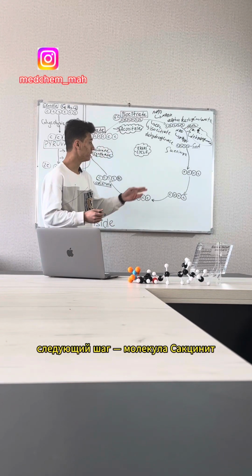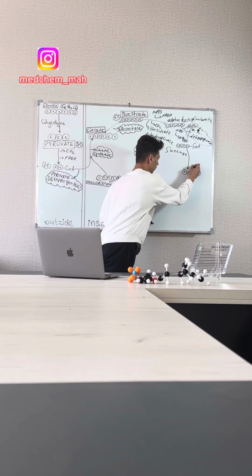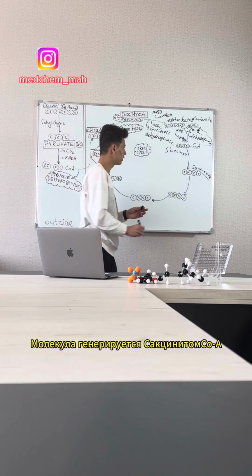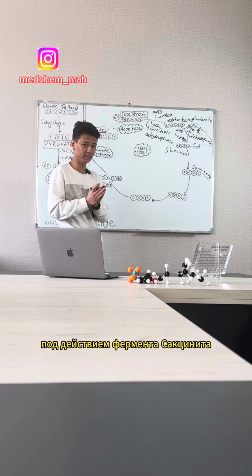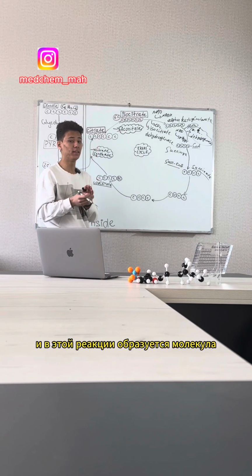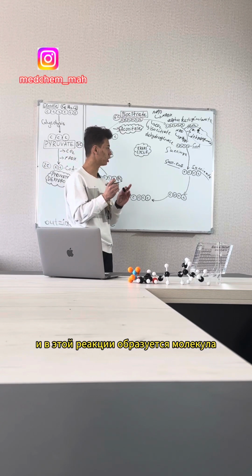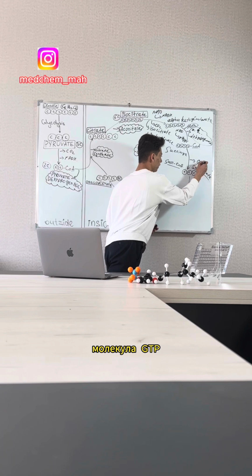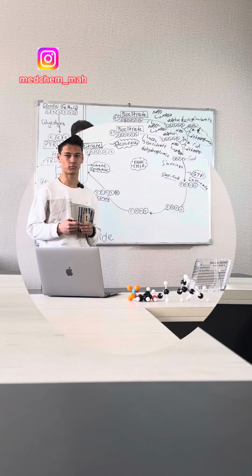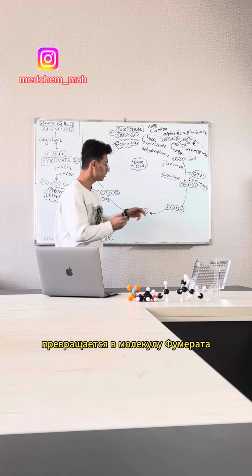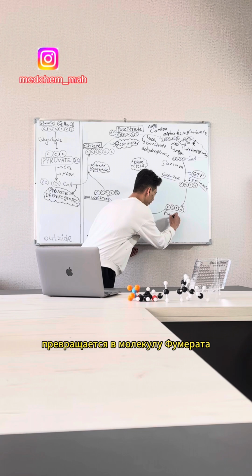The next step is that the molecule of succinate is generated from succinyl-CoA by the enzyme succinyl-CoA synthetase. In this reaction, a GTP molecule is generated.